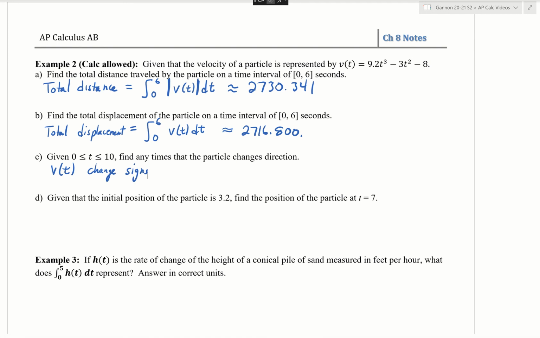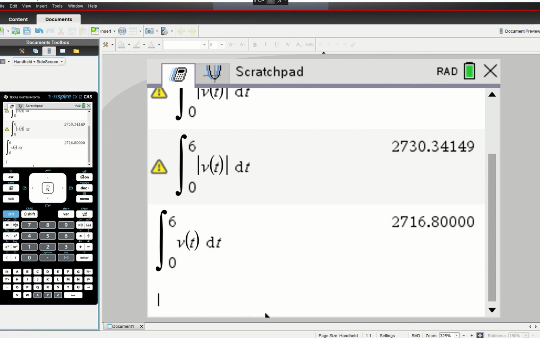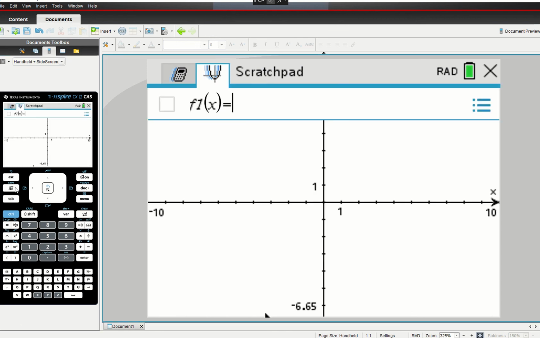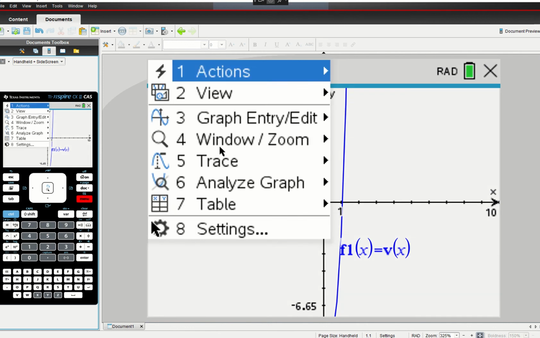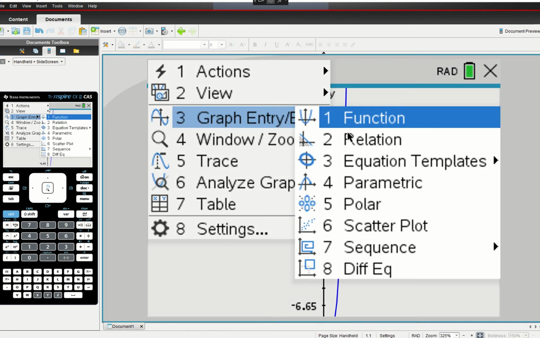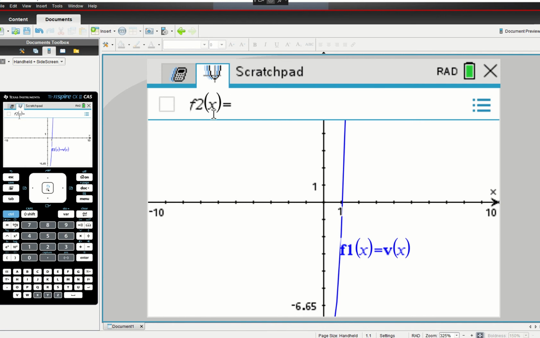Because we have our calculator available to us, the easiest thing to do is to just go ahead and graph that function. What happens if I do v of x? Okay, it does work. I want to mention something: when you enter that function, if you go to graph entry edit with a function, the input variable here is x. So if I would have typed in v of t, it wouldn't have recognized it. But because I did v of x, there's our function.